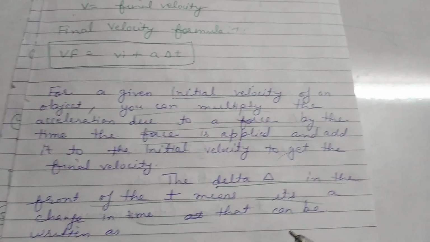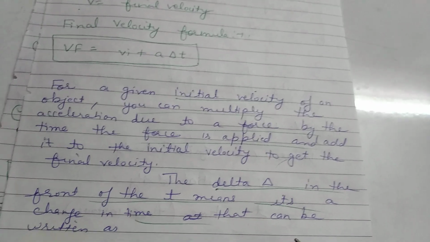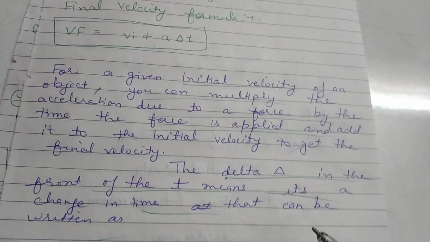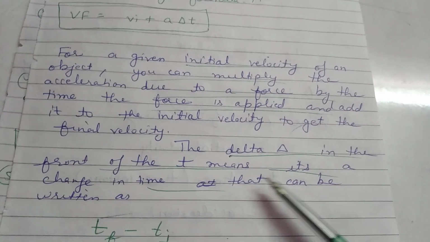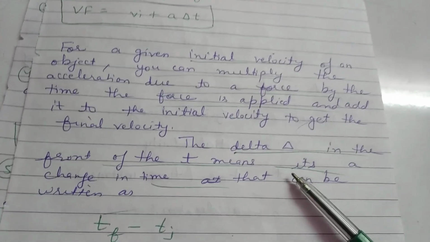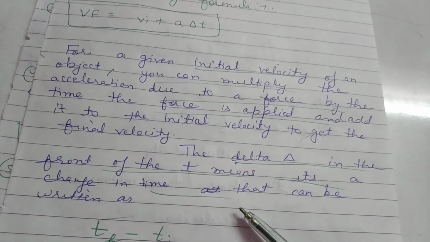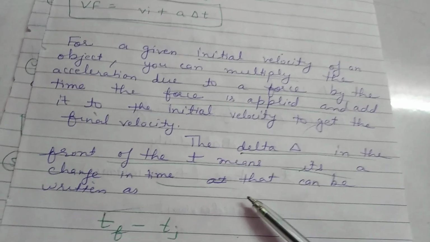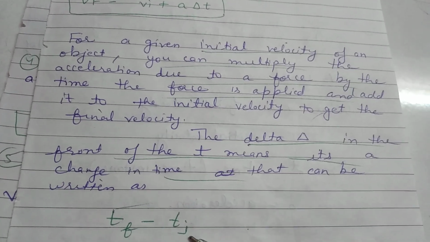Delta is in front of the t. What is the meaning of delta, which is in front of the t? It means change in time, and that can be written as change in time, tf minus ti.